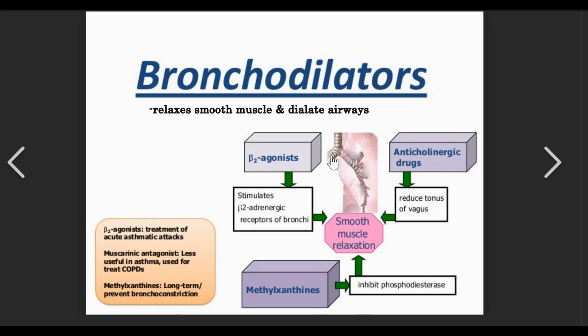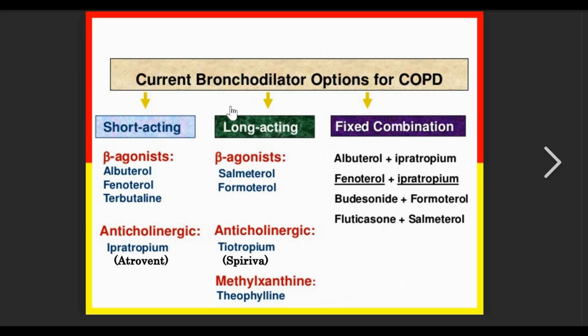Now let's see the examples for bronchodilators. The bronchodilators are also classified into short-acting and long-acting. What are short-acting bronchodilators? They act quickly and give immediate relief, so they are used in case of acute exacerbation. Whereas long-acting bronchodilators help to control the disease. There are combination bronchodilators. That means use of more than one bronchodilator, or use of a bronchodilator and a steroid.